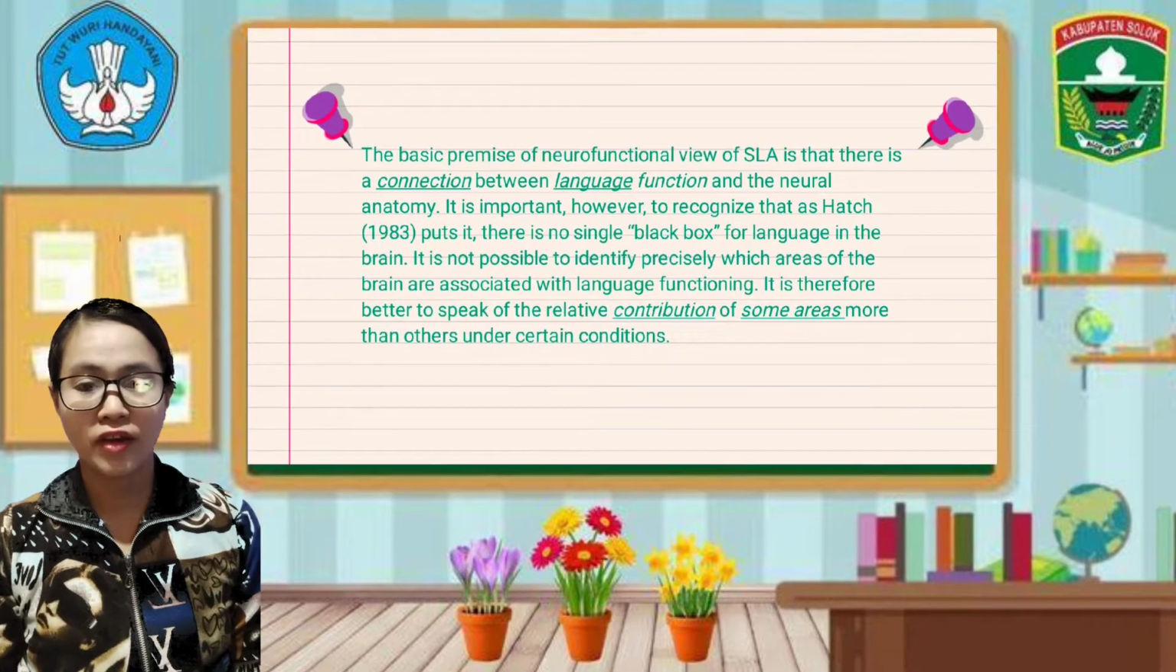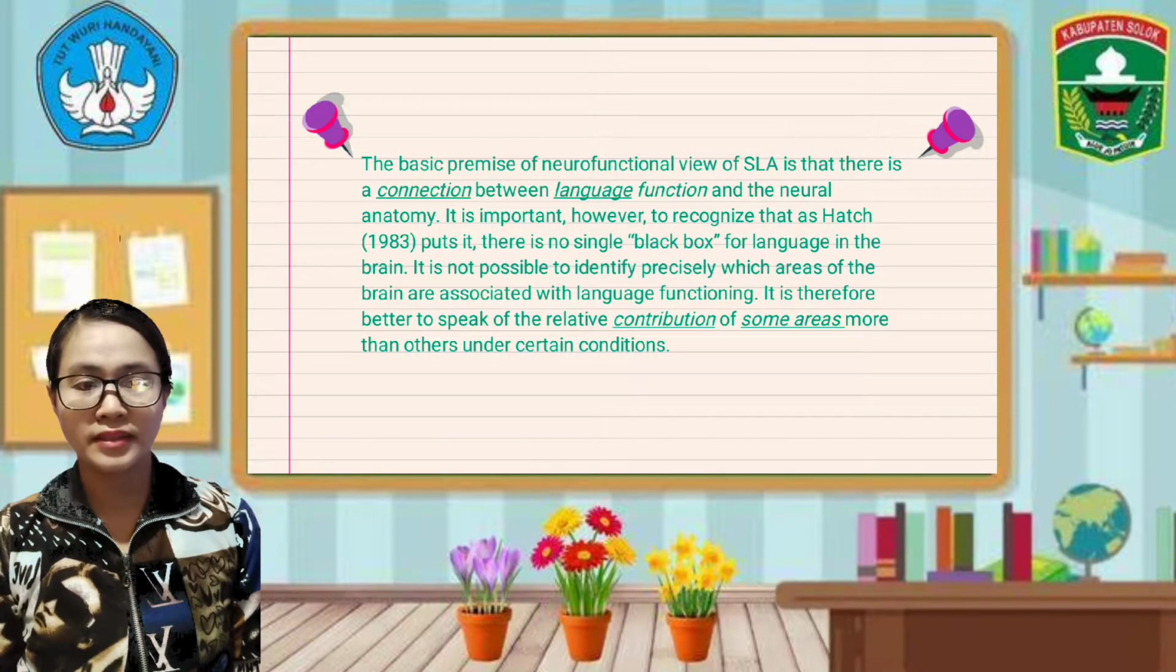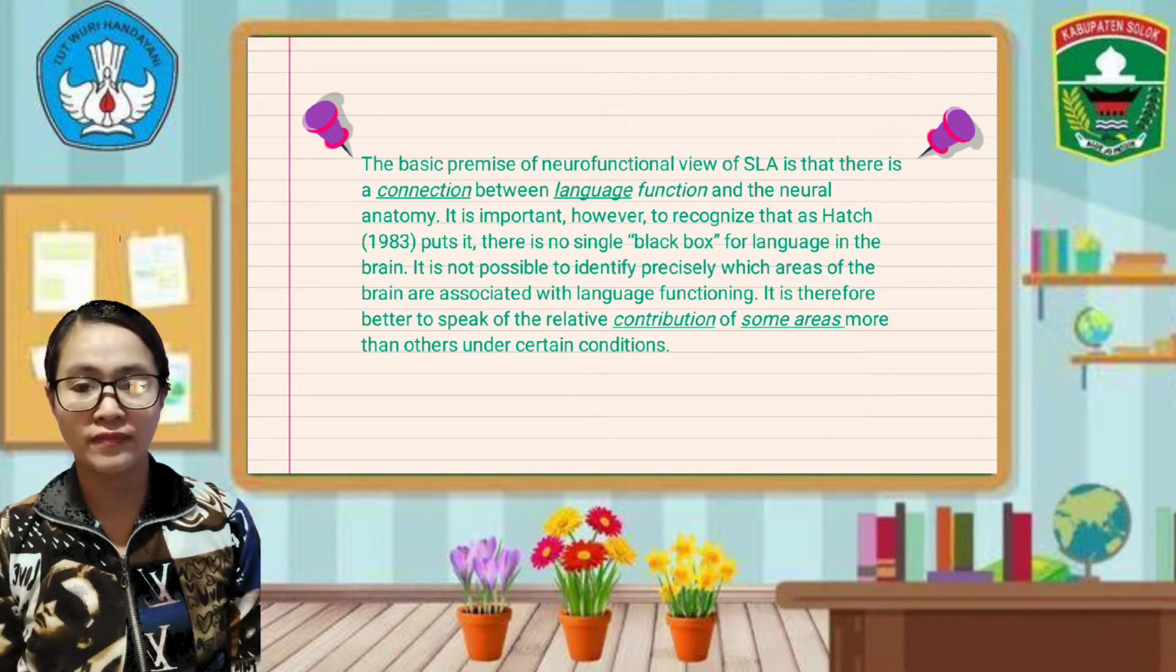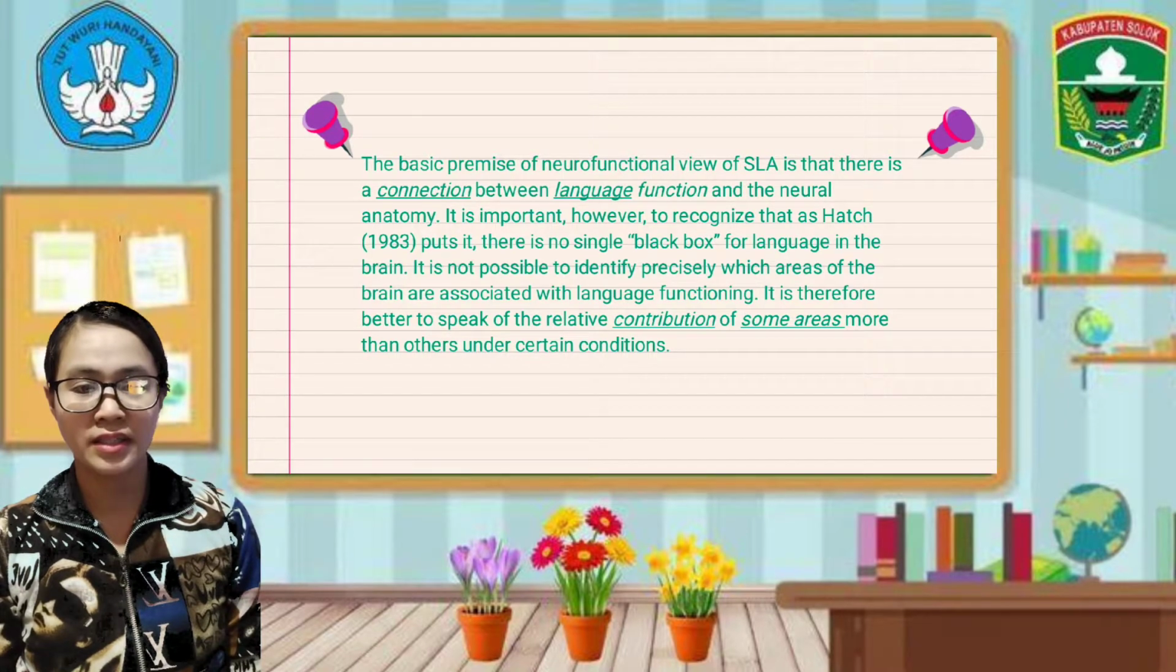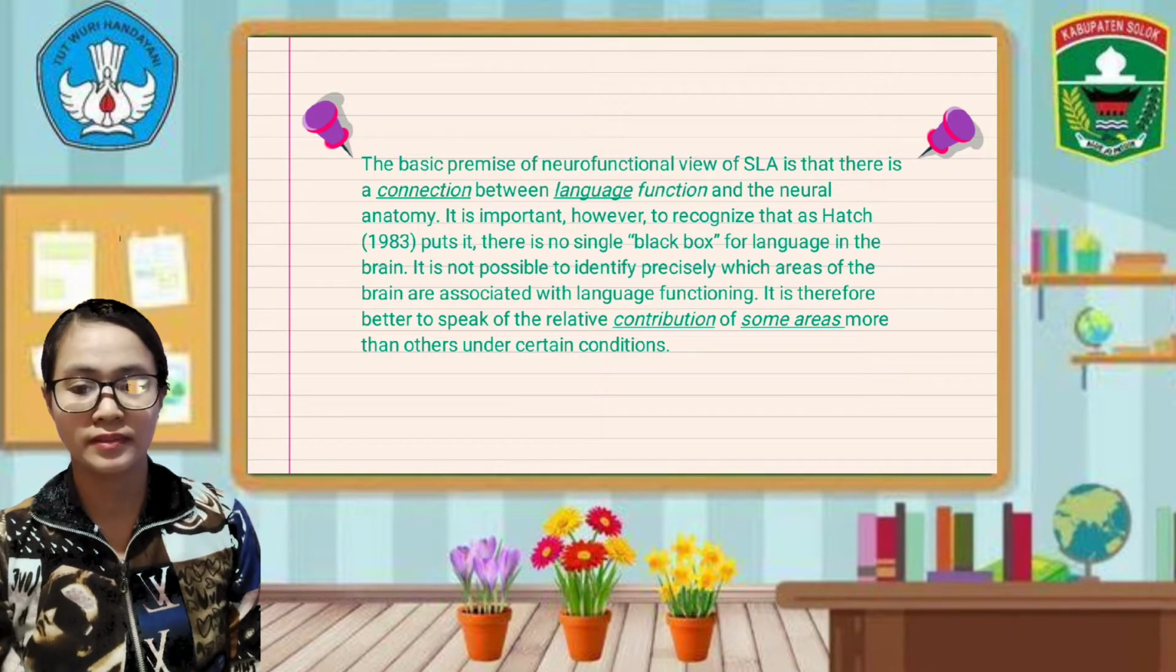The basic premise of the neurofunctional view of SLA, or secondary language acquisition, is that there is a connection between language function and the neural anatomy. It is important, however, to recognize that, as Hatch of 1983 puts it, there is no single black box for language in the brain. It is not possible to identify precisely which areas of the brain are associated with language functioning. It is therefore better to speak of the relative contribution of some areas more than others under certain conditions.